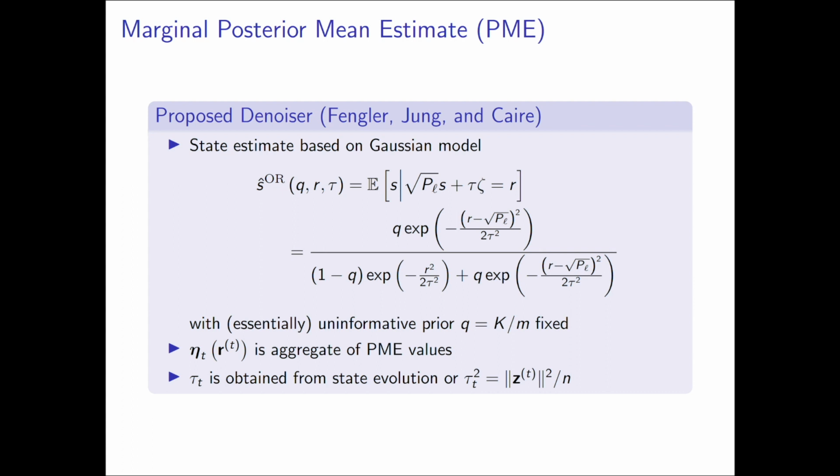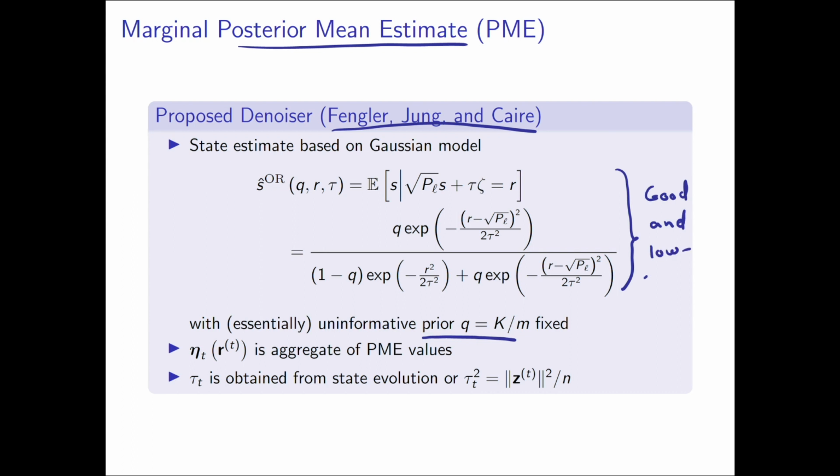The denoiser put forth by Fengler, Jung, and Caire is a posterior mean estimate that only incorporates the fact that there are k non-zero entries per section through a prior. This leads to a marginal estimator that is tractable and works quite well. It also circumvents the combinatorial issues of having to consider 2 raised to 16 choose k cases per section, which cannot be done in practice.